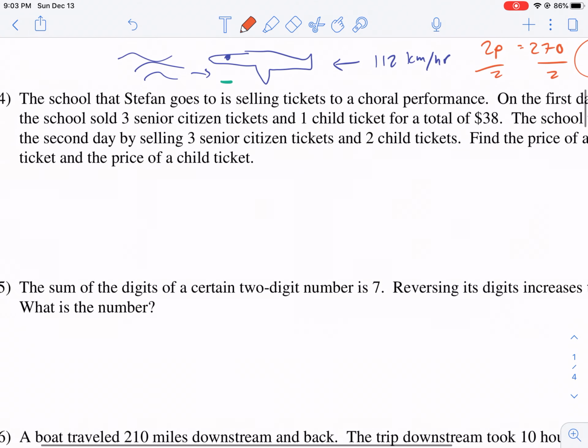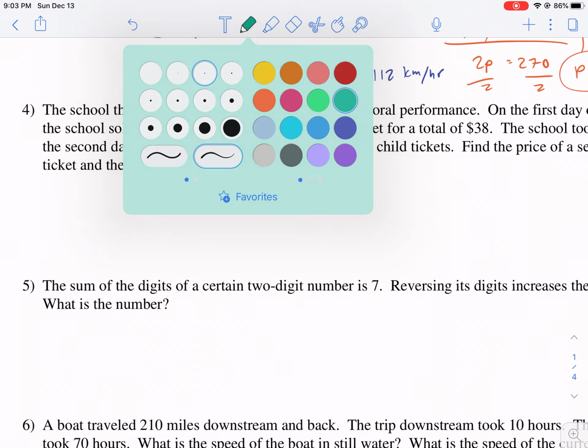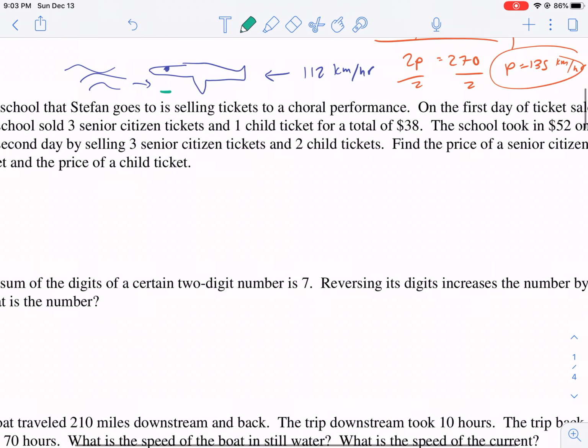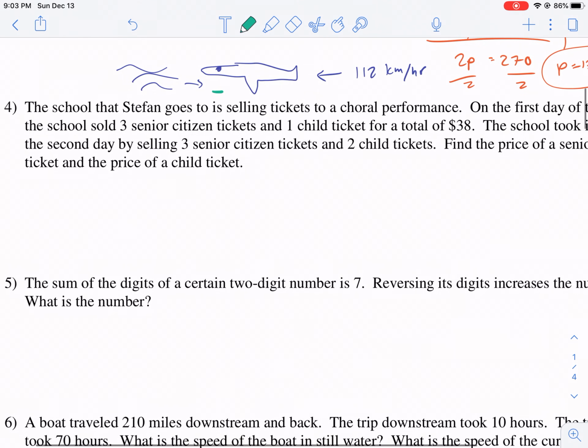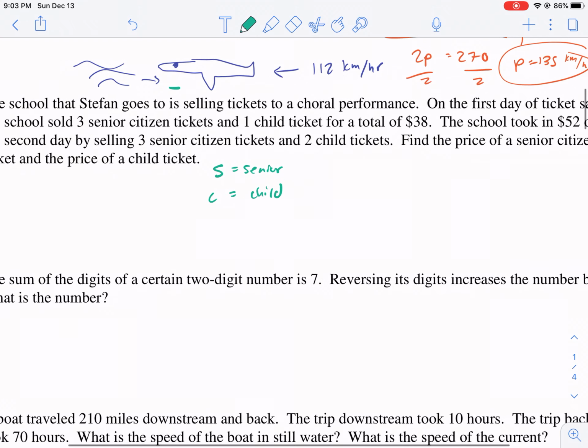The school that Stefan goes to is selling, this one's pretty easy, is selling tickets to a choral performance. On the first day of ticket sales, the school sold 3 senior tickets. Okay, so this equals senior, and then we have child tickets. So 3 seniors plus 1 child equals 38. That was this equation right here. 3 senior tickets, 1 child ticket.